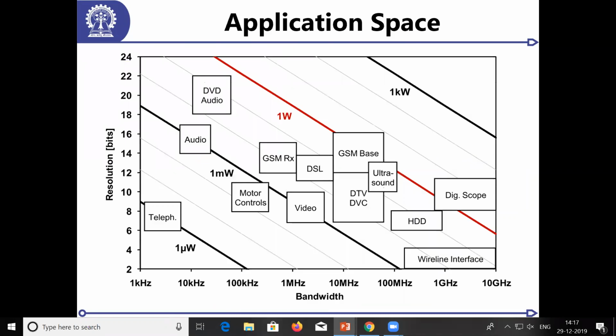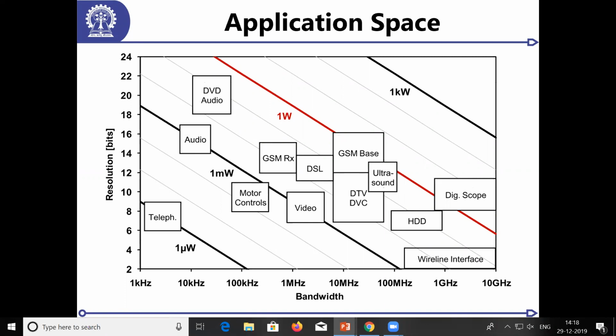Now let's look into how data converters are used in the application space. As I said, the bandwidth is one criterion. The next thing is the resolution. The bandwidth defines the sample rate of the system, how fast you are sampling the signal, and the resolution, how accurately you are digitizing the signal. Old days telephone used very low bandwidth because human voice is probably 10 kilohertz, so they go for like 100 to 200 kilohertz sample rate, very low power.